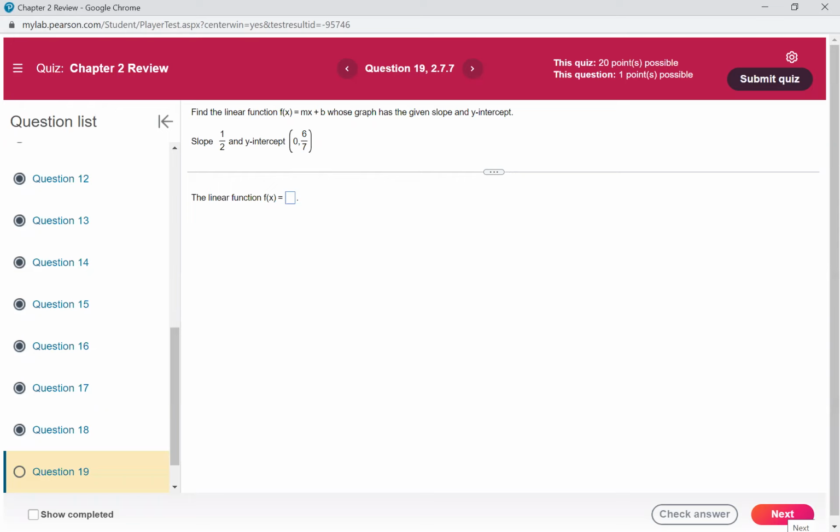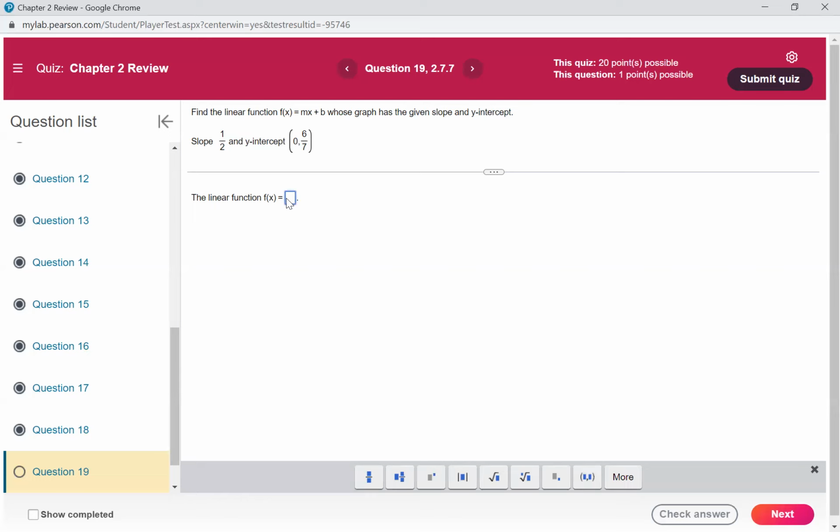They want me to find an equation that has a slope of 1/2 and a y-intercept of (0, 6/7). So they want this to be y equals mx plus b. So they're giving us the f of x. Remember, f of x is the same thing as a y. So what we got to do is put in the right half, the mx plus b part. Your slope is 1/2. So the first thing you're going to put is that slope and then arrow out from under that and put your x.